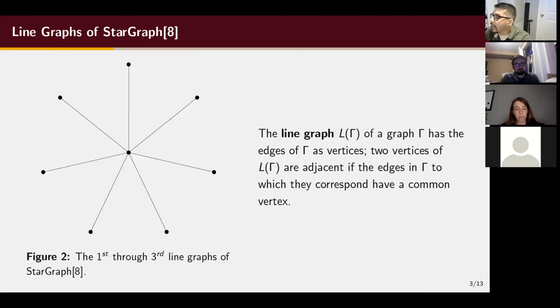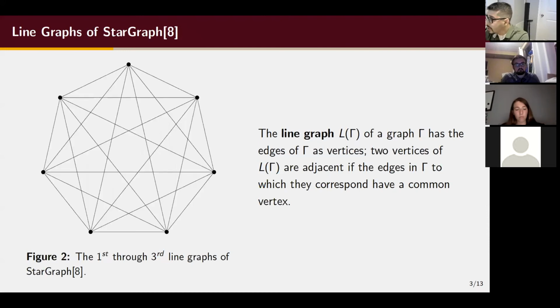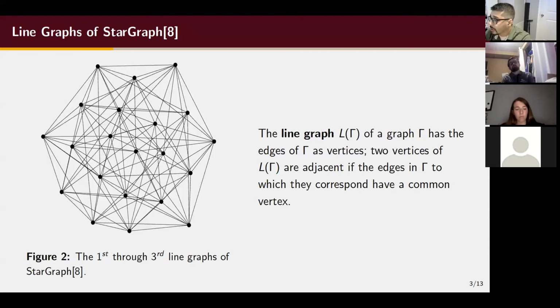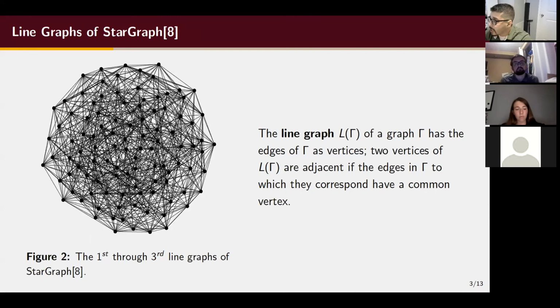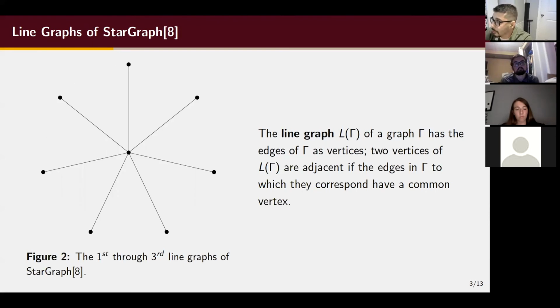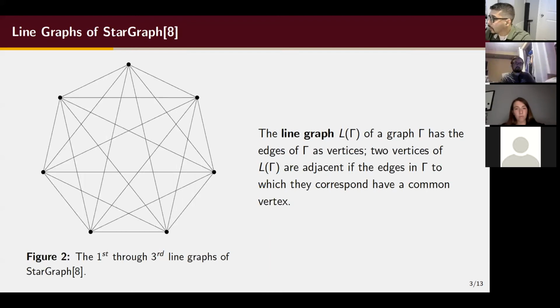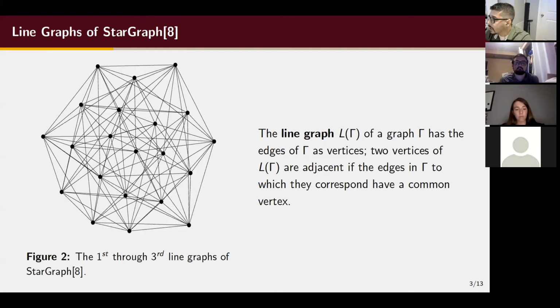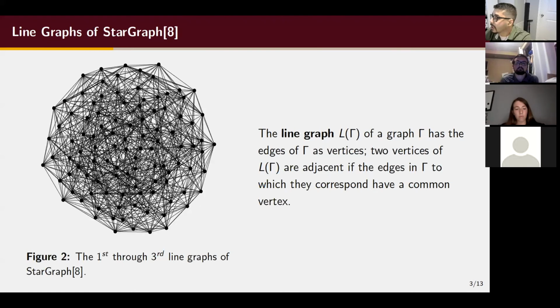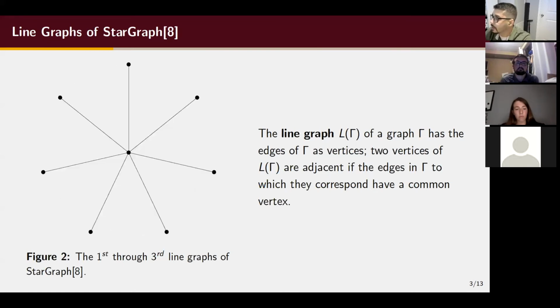And we want to note that even though the number of edges and the number of vertices is greatly increasing at each step, it's going to retain the same automorphism group. And it was actually proved by Whitney in the 30s that for a graph with more than 5 vertices, the line graph is actually going to retain that same automorphism group.